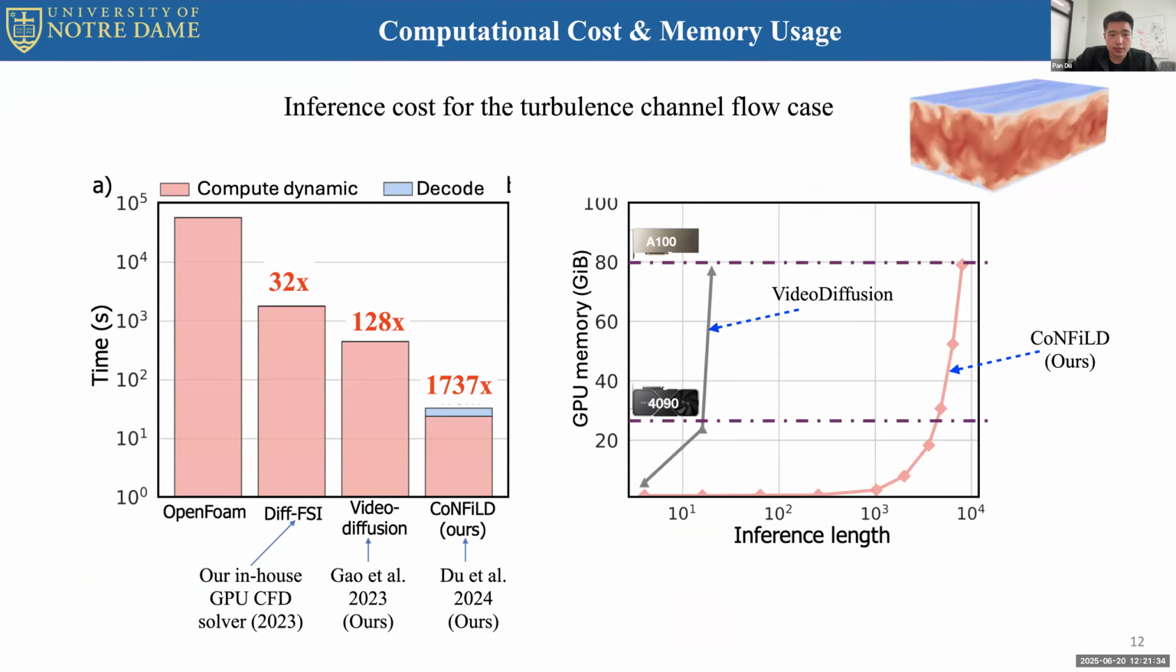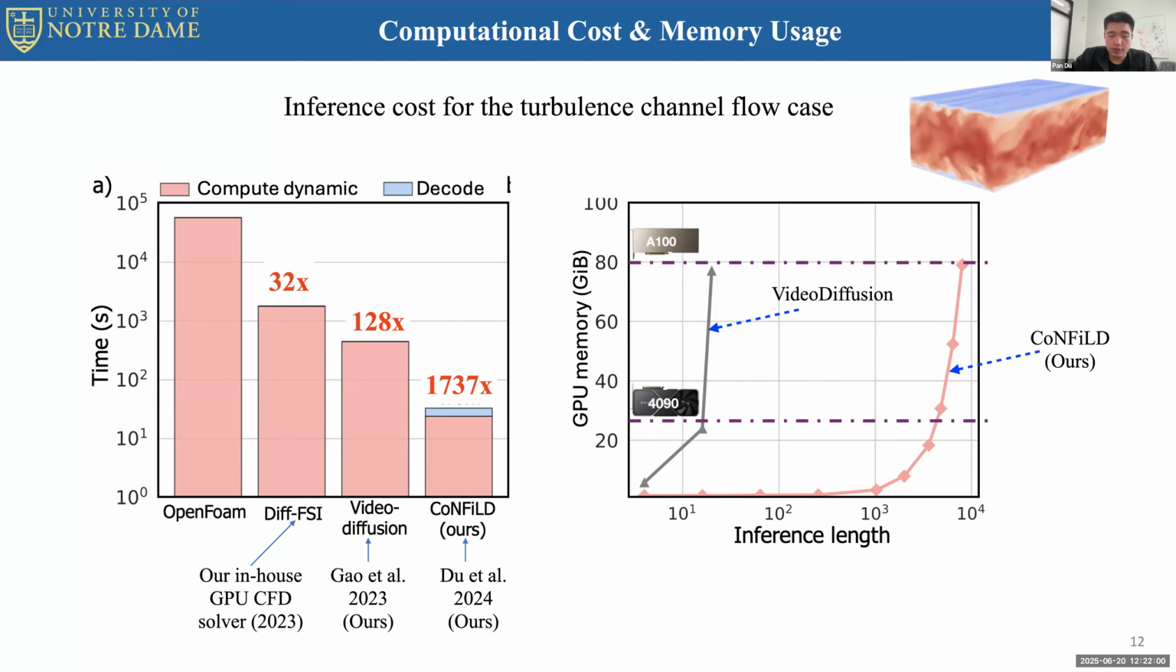And we also want to discuss the computational cost and memory usage of CoNFiLD. The left figure shows that traditionally we use a numerical solver to solve turbulence. We use OpenFOAM as the example, and we calculate the total time it will take to finish one flow-through time of this turbulent channel flow.